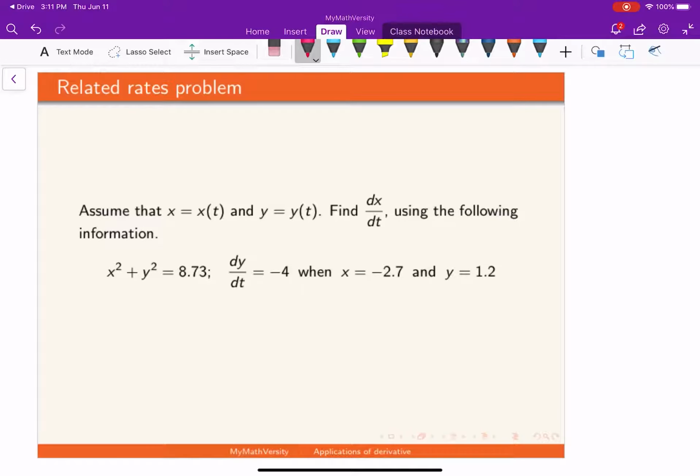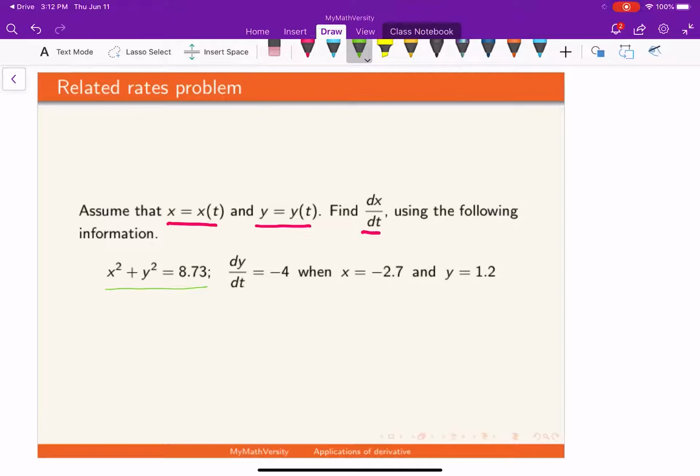Assume that x is a function of t, and let's assume that y is also a function of t. Then our goal is to find the derivative of x with respect to t by using the following information. So what kind of information do we have? Here you can see we have a relationship between x and y, given by x squared plus y squared equals 8.73.